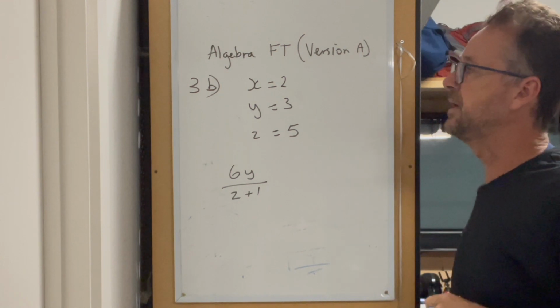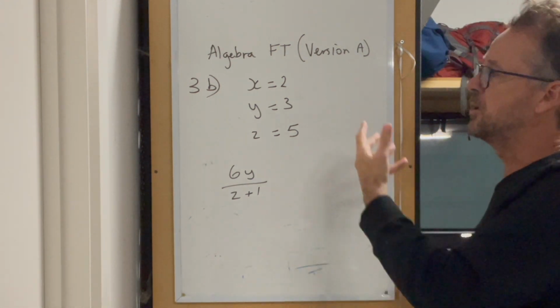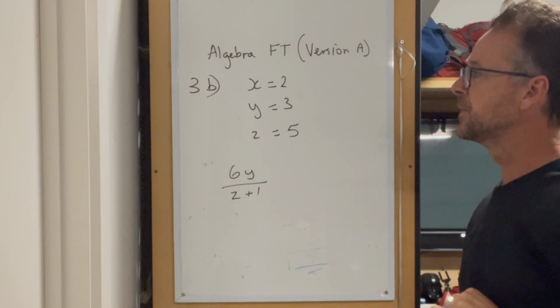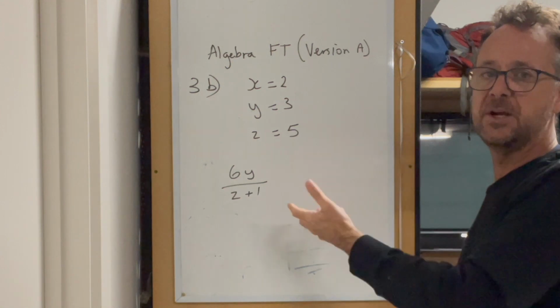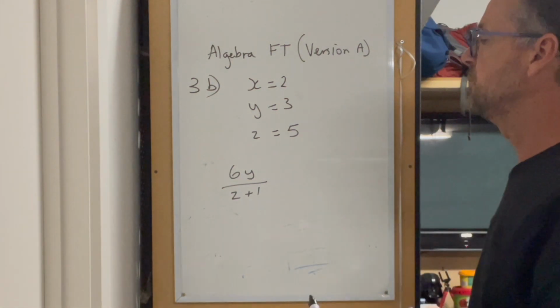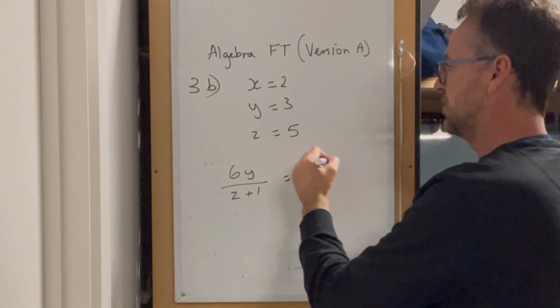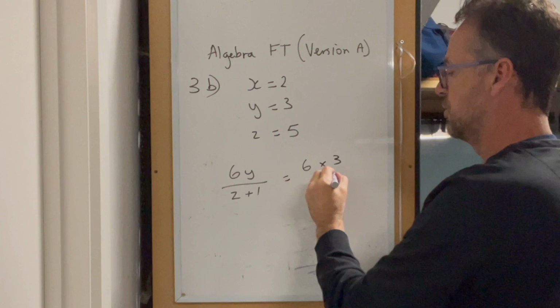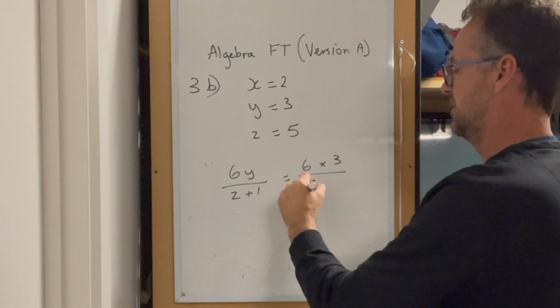Question 3b is a substitution question. So what we're given here is the value of a number of variables, and we're given some equations, some expressions, and we just need to do a substitution for these. So the first thing we do is we've got 6y, so that's going to equal 6 multiplied by y, which is 3, all over z, which is 5, plus 1.